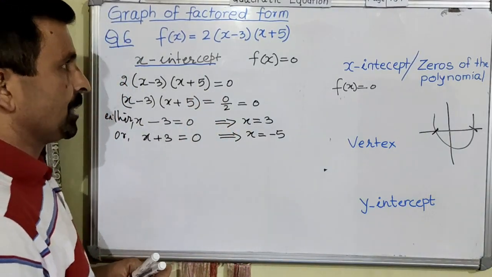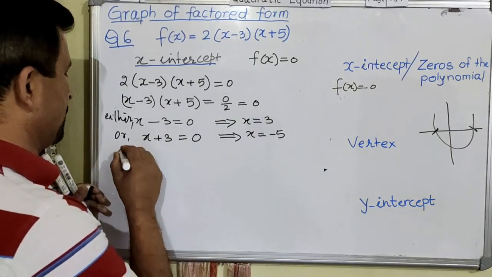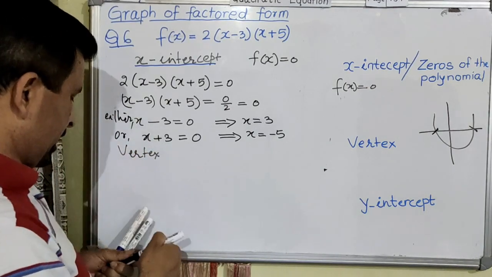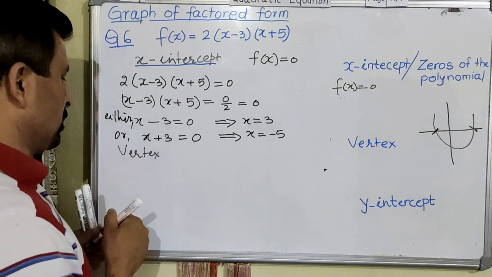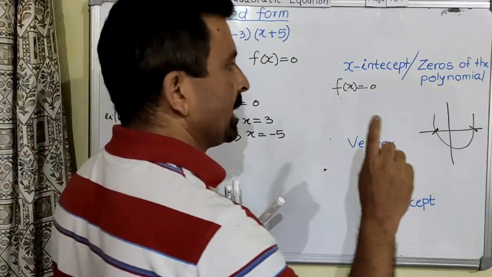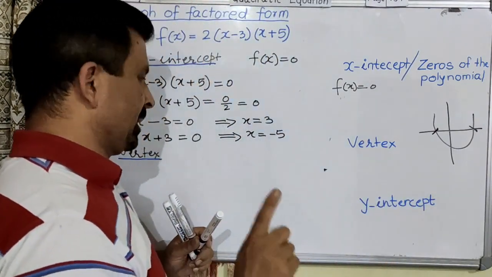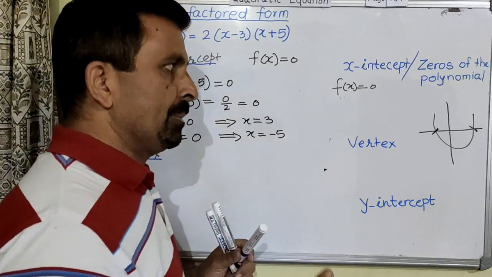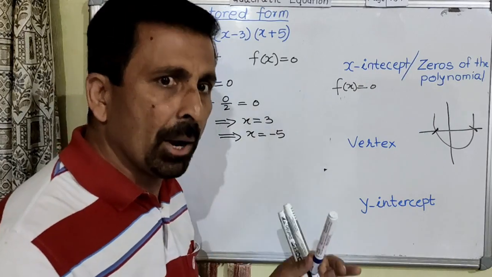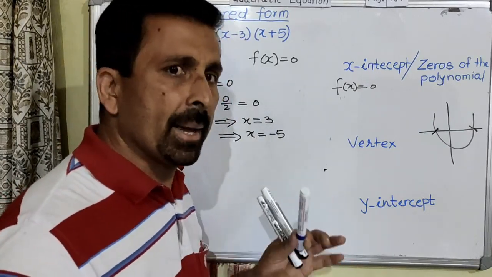Next one is, now we are going to calculate the vertex. Now when you are calculating the vertex, we need to know the physical meaning of vertex. Vertex is the minimum or the maximum point of the parabola. I told you before also. Again I am repeating, the vertex is the minimum or maximum point, or minimum or maximum value, of the function or of the parabola.